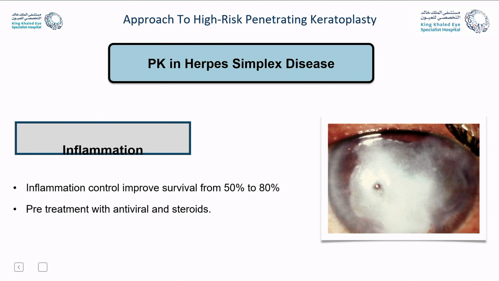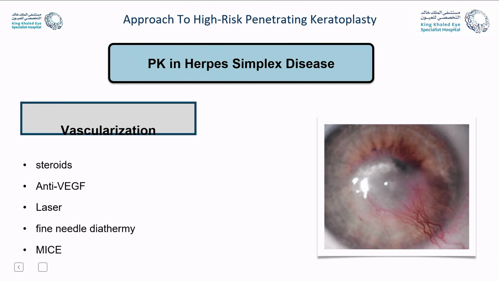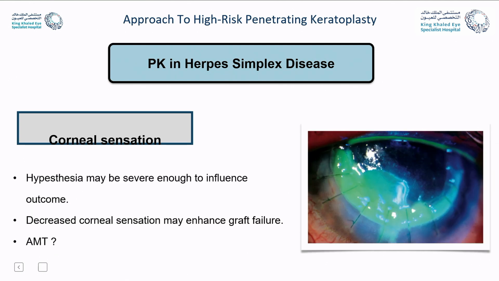The first step in doing PK in these cases is controlling the inflammation. The medications we have tend to control the inflammation by 50 to 80%. Pre-treatment is mandatory with antivirals and steroids. For vascularization, again, we can repeat what I mentioned before: steroids, anti-VEGF, laser, fine needle diathermy, and MICE are the modalities that we may use in these cases. Assessing the sensation is also key in identifying the etiology ahead of time, and in preparing ourselves for healing issues. Those patients tend to come with hypoesthesia, which may be severe enough to reduce healing and may necessitate the use of AMT on the spot.